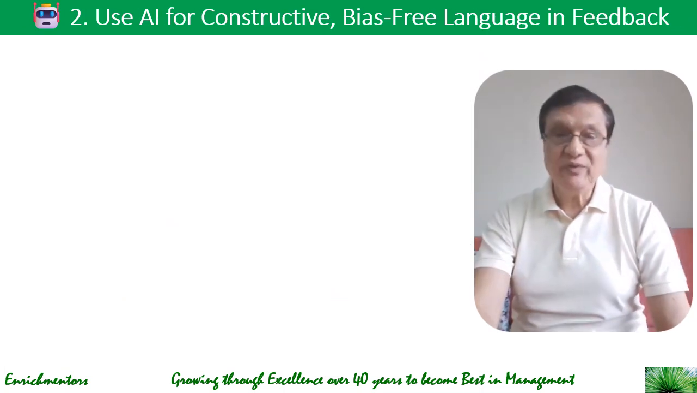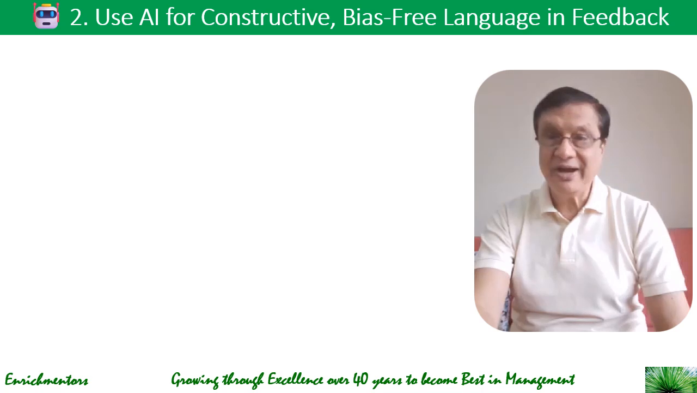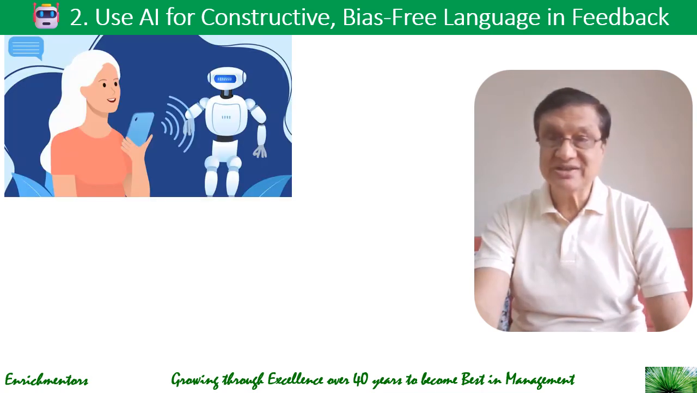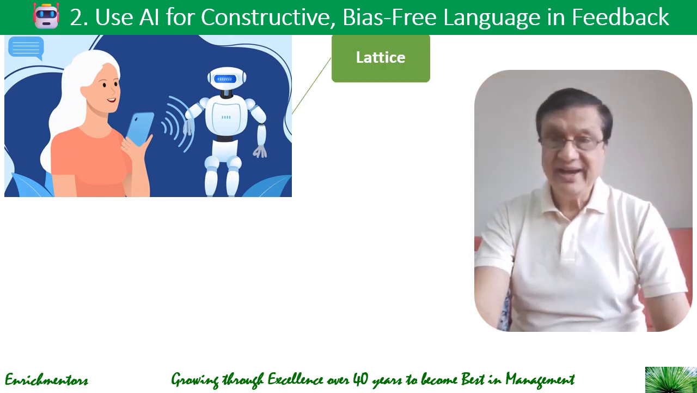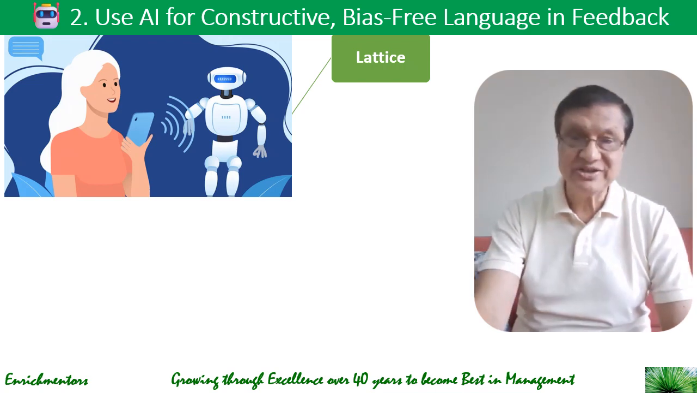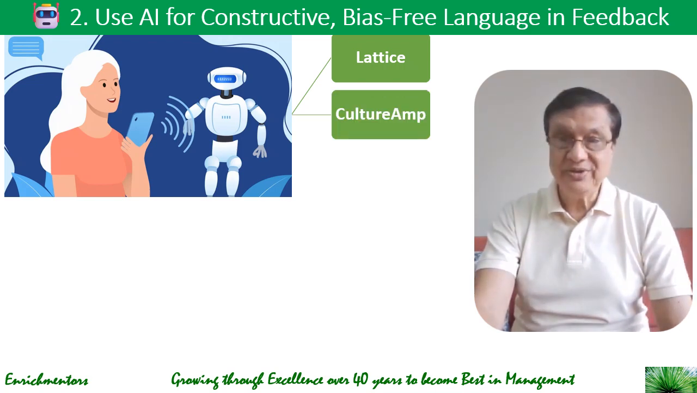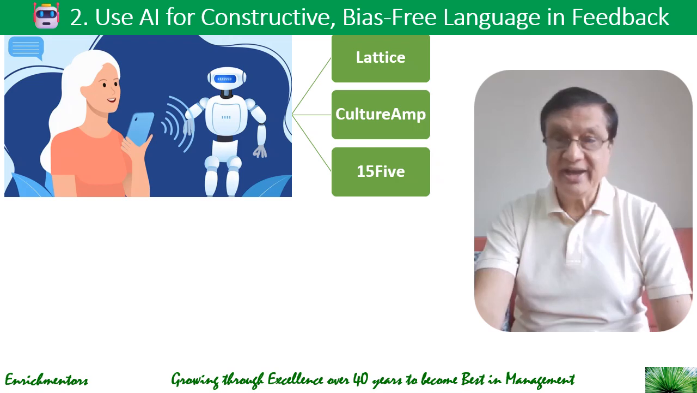Then you use AI for constructive, bias-free language and feedback. You can do it in two ways. One is to use the built-in AI assistants on the platform. Like in Lattice, the AI Helper can rewrite feedback in a clearer, more actionable, and less biased way. On CultureAmp, there's a smart rater tool that can flag vague or biased phrases. And on 15.5, you can get AI coaching tips and a review support tool that guides how to phrase the feedback well. So that's about the built-in tools.